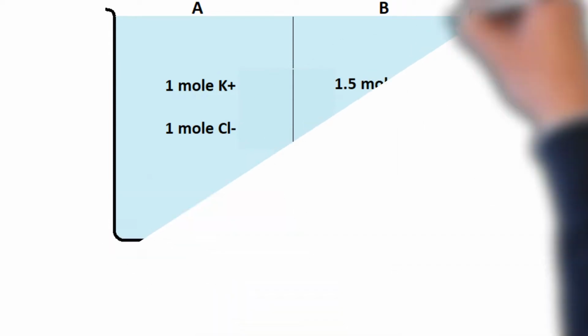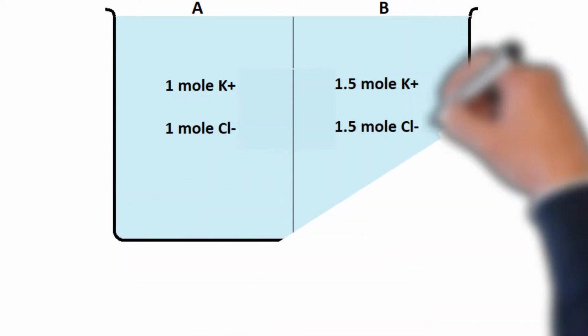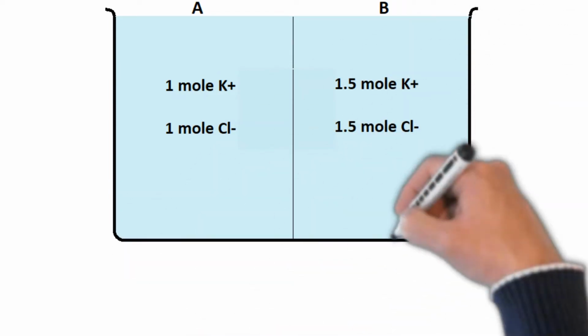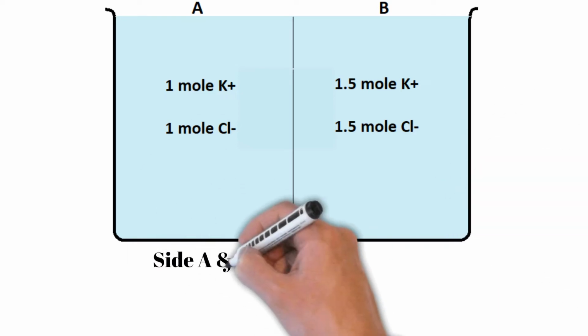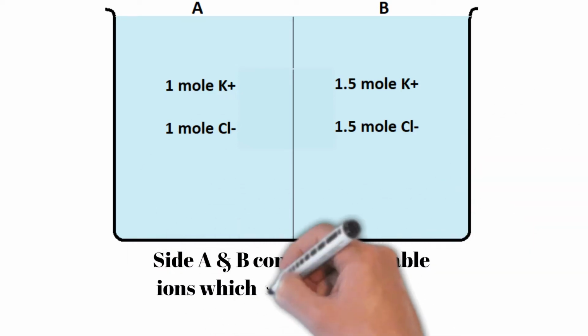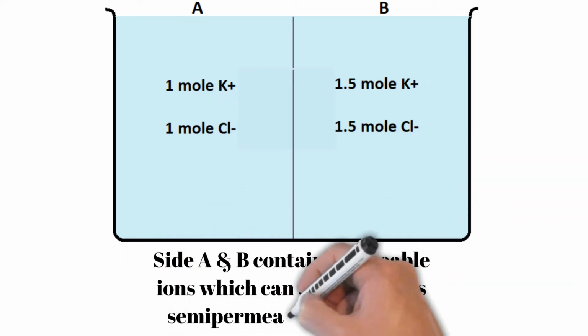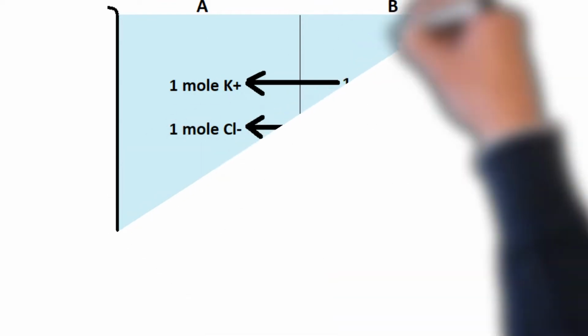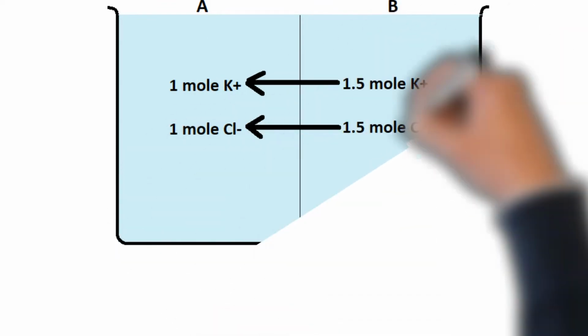In order to understand Gibbs-Donnan equilibrium, we have to consider an experimental condition in which two compartments A and B are separated by a semipermeable membrane. Both sides contain the solution KCl but in different concentrations. Side A contains 1 molar, whereas side B contains 1.5 molar.